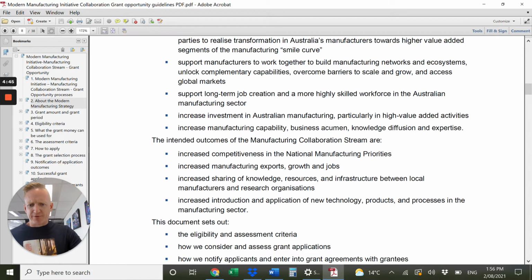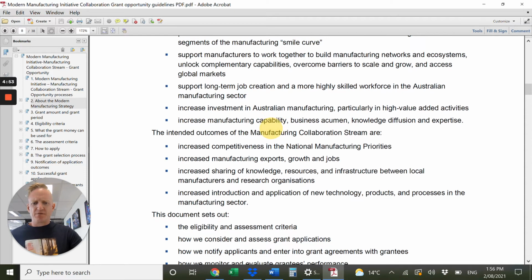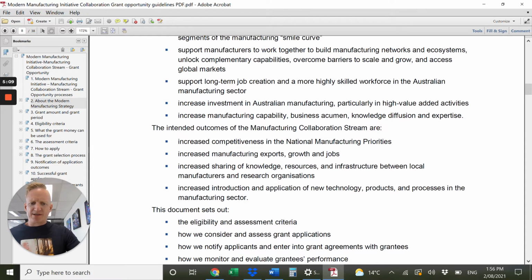Number 5, increase manufacturing capability, business acumen, knowledge diffusion, and expertise. So, manufacturing capability. So, obviously, capability means you can produce more. So, you can produce 100% now, or you might be maxing out. But with this export opportunity that you're going to undertake, you're going to be tripling the size of what you can deliver. Knowledge diffusion is all about helping the industry in Australia grow. So you might be producing case studies, videos, how others in Australia can join your network and grow together. That is what you want to be doing on that side.